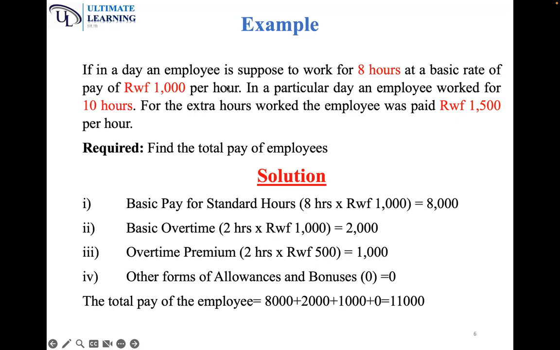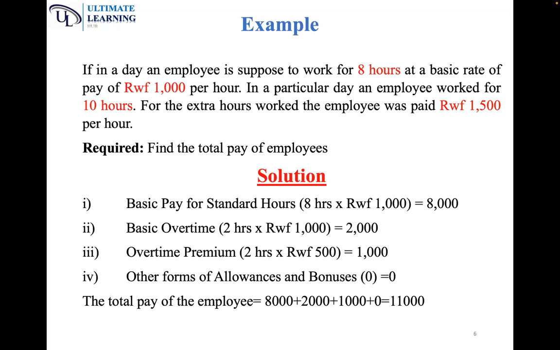Now, in this example, there was no bonus paid, or any other extra allowance paid. So other forms of allowances are 0. If I ask you, what is the gross pay of the employee? You will take 8,000 plus 2,000 plus 1,000 plus 0, to give you a total pay of 11,000.